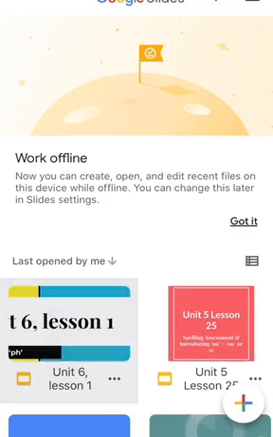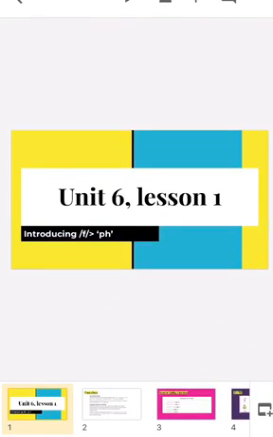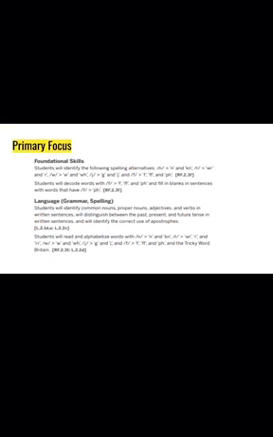Hi boys and girls, today we are doing Unit 6, a brand new unit, and this is our last unit for the year, so yippee. In this lesson, I'm going to introduce to you the F sound spelled with P and H. Okay, let's go on to our primary focus slide.